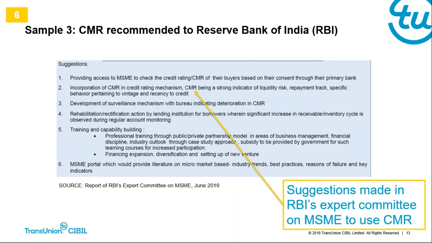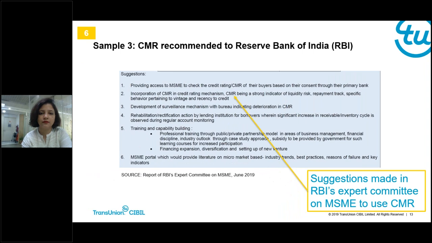The third example is a very recent development from June 2019, where the UK Sinha Committee was formed by RBI to recommend improvements for MSMEs, and they submitted their report in June 2019. One of the recommendations was to use CMR as one of the credit decisioning factors at the time of underwriting MSME credit. It's also very useful to monitor ongoing credits. From a surveillance perspective, where the credit needs to be reviewed annually, as with a revolving facility, it's very useful to use CMR.